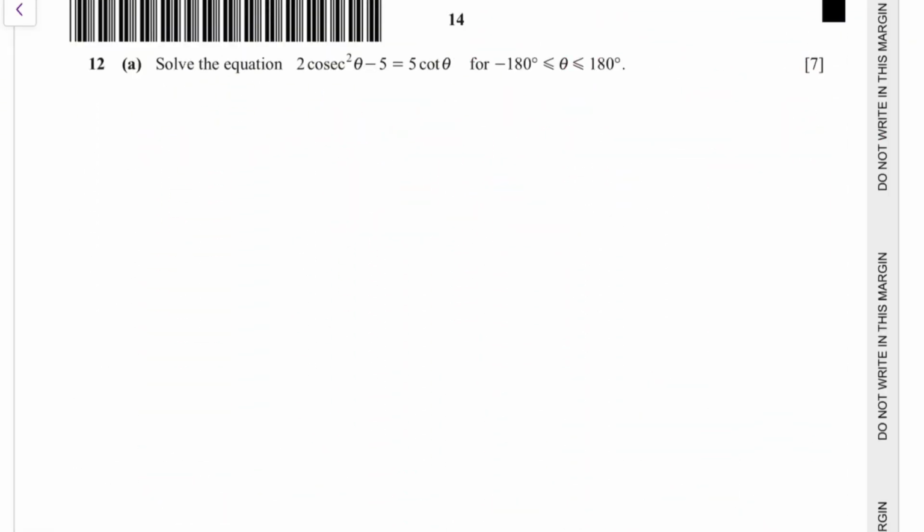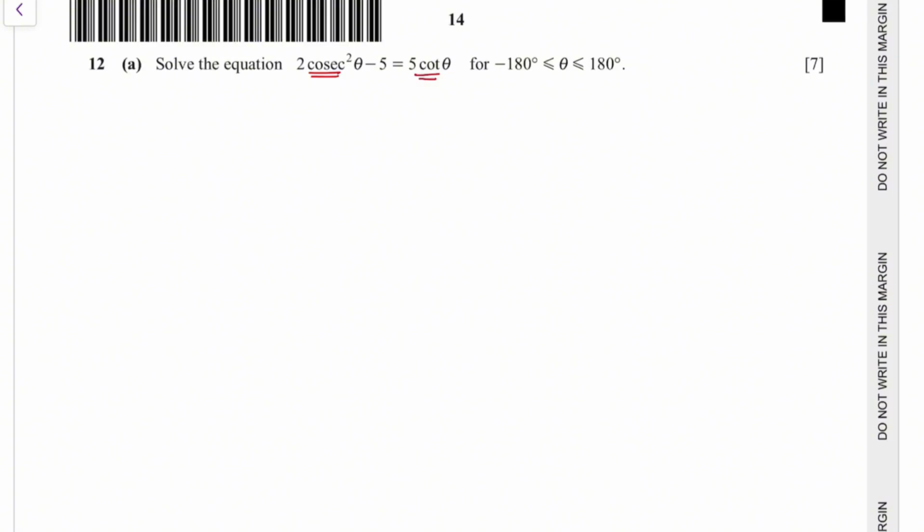Next, question number 12. Solve the equation 2 cosecant squared theta minus 5 is equal to 5 cotangent theta for theta between negative 180 to positive 180. First of all, if you're going to solve this, you need to remember you have to write this into a constant trigonometric ratio. For example, in this part, you still have cosecant and you have cotangent.